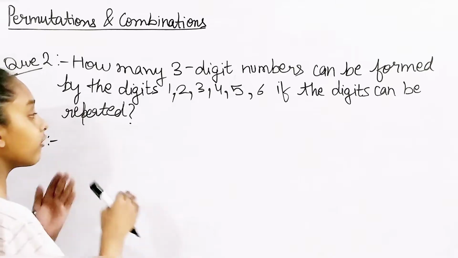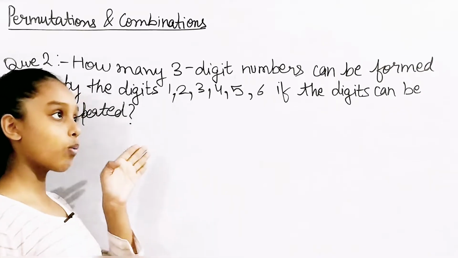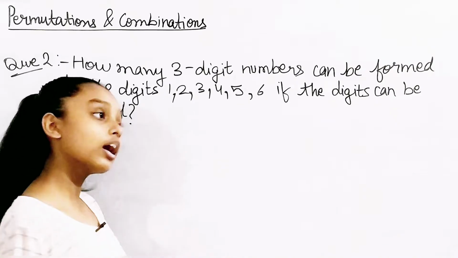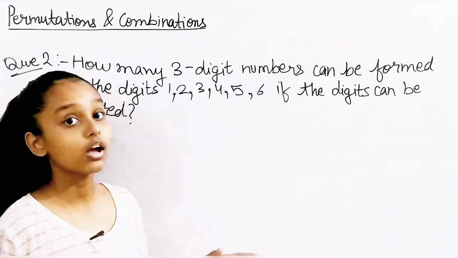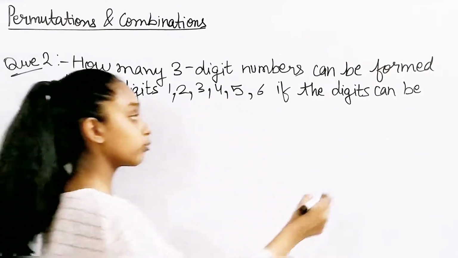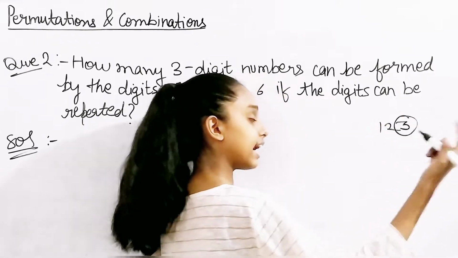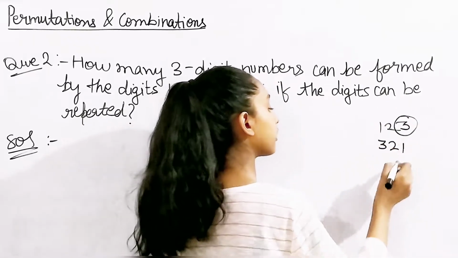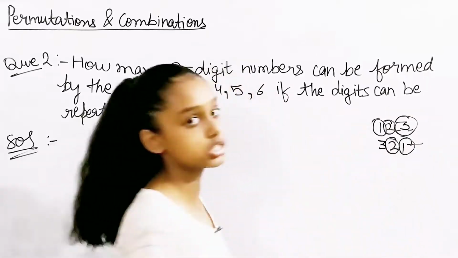Right. So we can repeat the digits. I can say 3-digit numbers like 1, 2, 3, 3, 2, 1, 2, 1, 3, 6, 2, 4, anything, right? So what I'm saying is that digits can be repeated. If I'm writing 1, 2, and 3, this means I can write 3 once again, 3, 2, 1, 2 again, 1 again. So I can repeat the digits, okay?